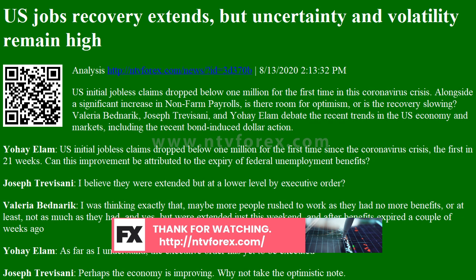Valeria Bednarek: Yet, I guess the market will start pricing that in next week, with another batch of positive figures, and the official release will be once again a non-event.